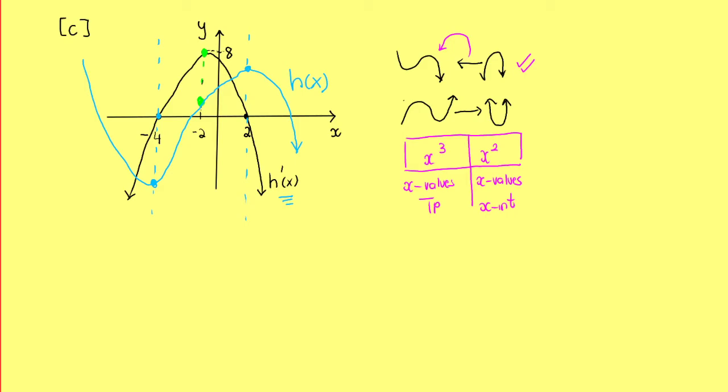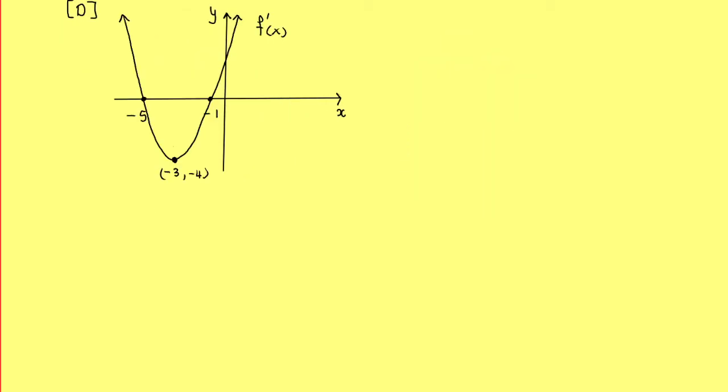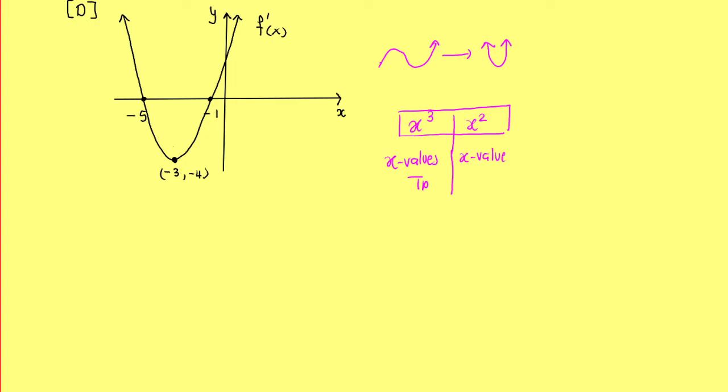Let's do the last question. Here we are given a smiley face. We need to remember that an increasing cubic will give us a smiley face quadratic. We also need to remember that the x values of the turning points of a cubic will give us the x values of the x-intercepts of our quadratic.